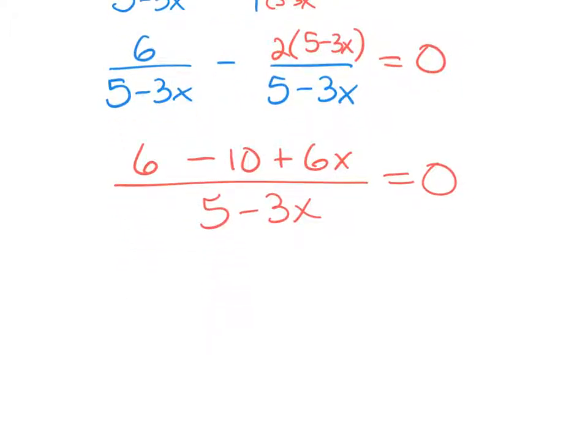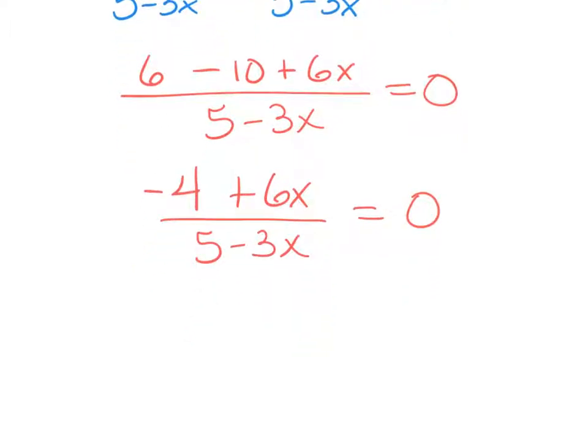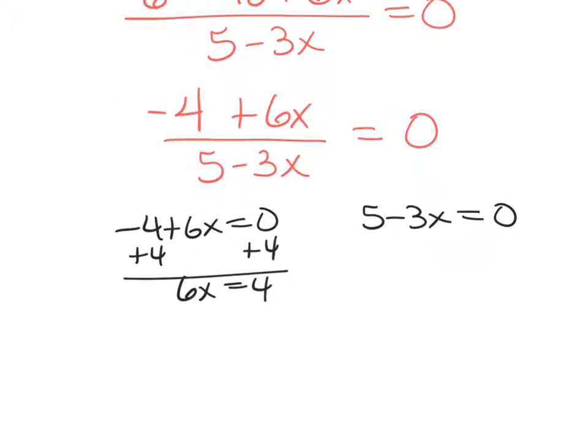I need to simplify the numerator. 6 minus 10 is negative 4. Set the numerator equal to 0 and set the denominator equal to 0. -4 plus 6x equals 0. 5 minus 3x equals 0. Add 4. 6x equals 4. Divide by 6. 4 over 6 will simplify to 2/3.